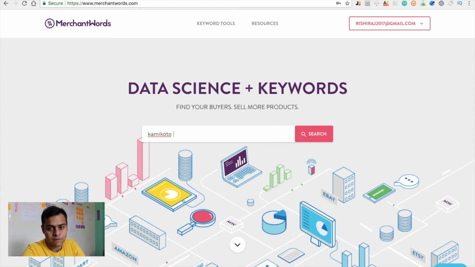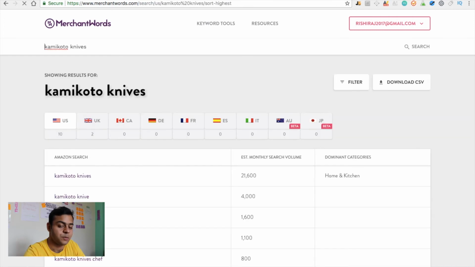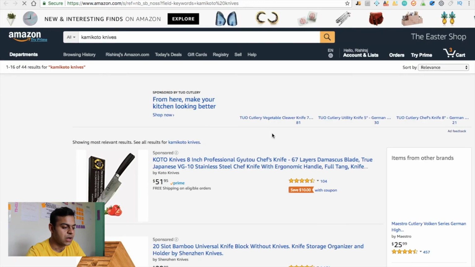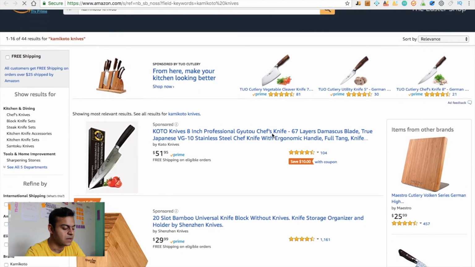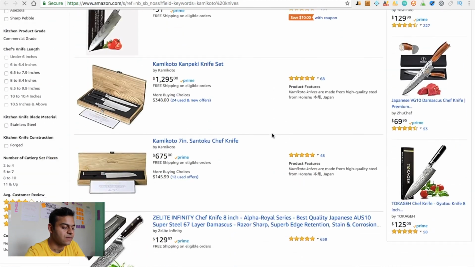You must have it. It is not free. You can get it for about $9 a month, but it is 100% worth it. So yeah, if you see here, estimated search volume, that's about 21,000 people are approximately searching it. This is in the home and kitchen category, of course. And if you now hover over this search icon and click on search on Amazon, it will exactly take you to the products that people see when they type Kumiko knives on Amazon.